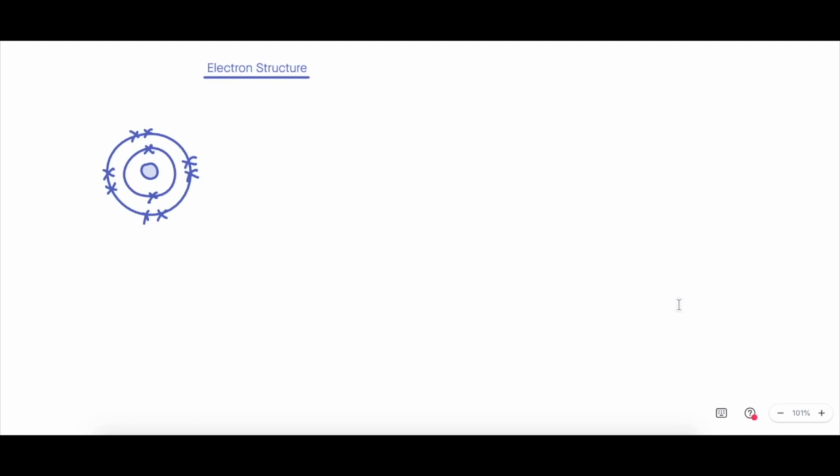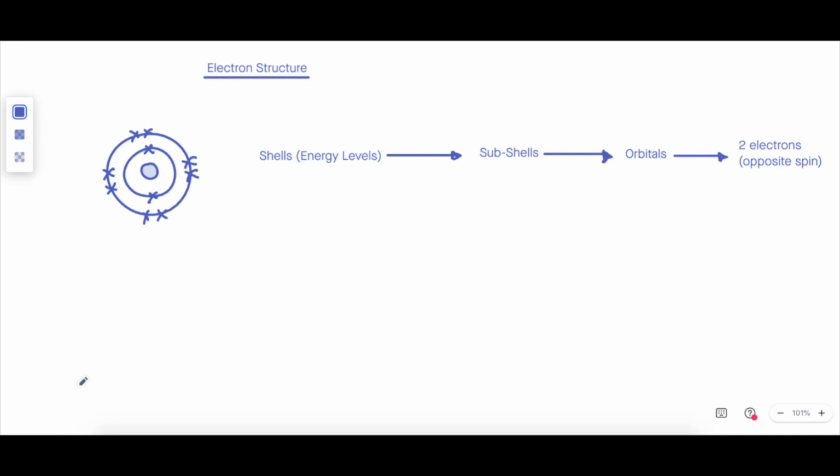So in GCSE, you learnt that electrons within an atom are arranged in shells, otherwise known as energy levels. Now, what you learned this year is that these shells can be broken up into smaller parts known as subshells. These subshells can then further be broken down into orbitals, and each orbital contains 2 electrons, and both electrons have opposite spin. Okay, so let's talk about the subshells in a bit more detail.